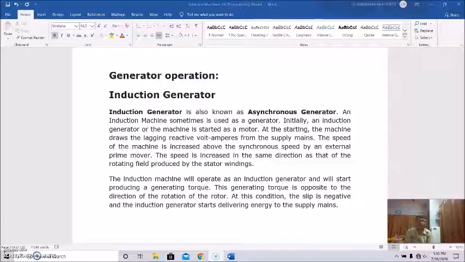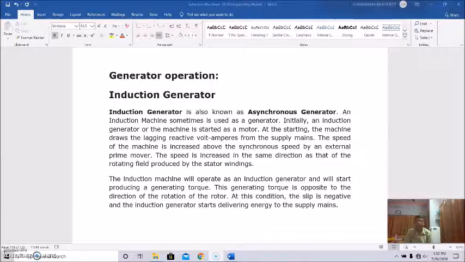Initially, the induction machine is started as a motor, and at starting the machine draws lagging reactive volt ampere from the supply mains. The speed of the machine is increased above the synchronous speed by an external prime mover, and the speed is increased in the same direction as that of the rotating field produced by the stator winding. So this is very important to remember. The speed is increased in the same direction as that of the rotating field produced by the stator windings.